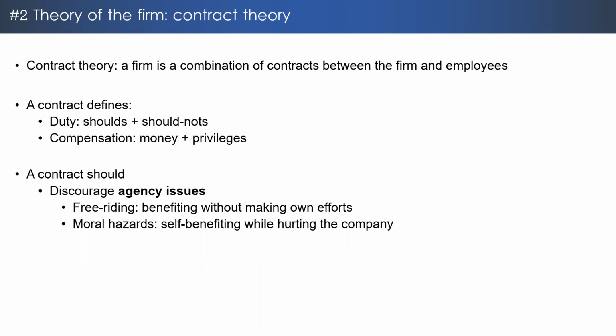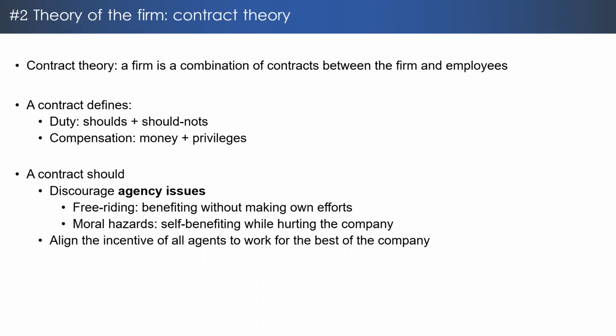Some other examples include a party of the company making transactions with another company that he has a personal connection with, and then he receives money under the table for doing that. That's what we call moral hazard: self-benefiting while hurting the company. It's not the best decision the company should make. The decision is only made because the agent wants to get perks for himself.